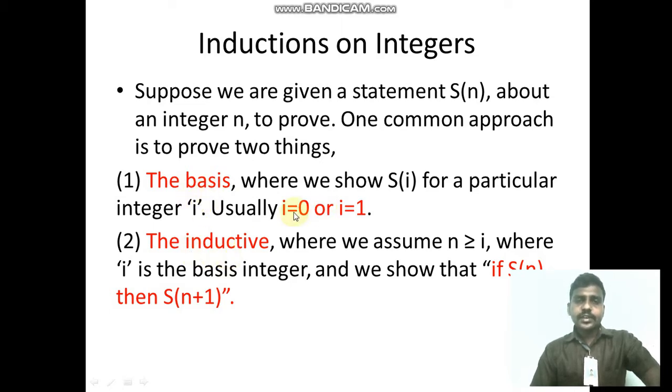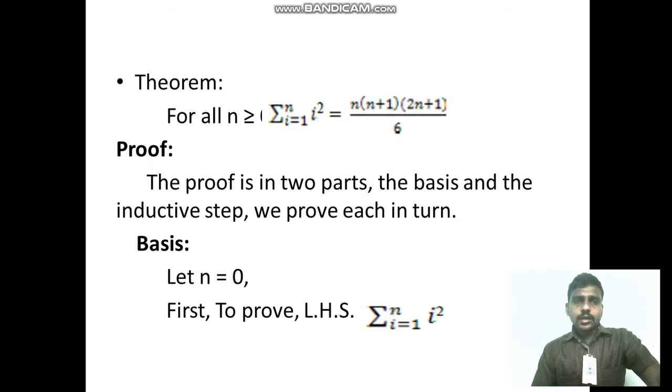In the basis part we assign I equal to 0 or I equal to 1 or some value. Whichever we assign, we have to prove LHS equal to RHS. If both are equal, then the equation is true, otherwise the equation is not true. In the inductive part, we take S of n as the equation and we want to add S of n plus 1. We can simply understand n plus 1 as the next statement.